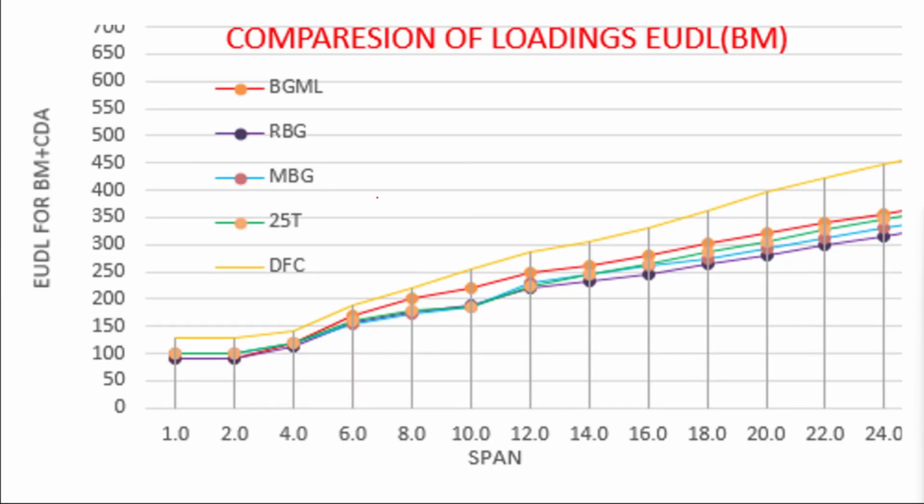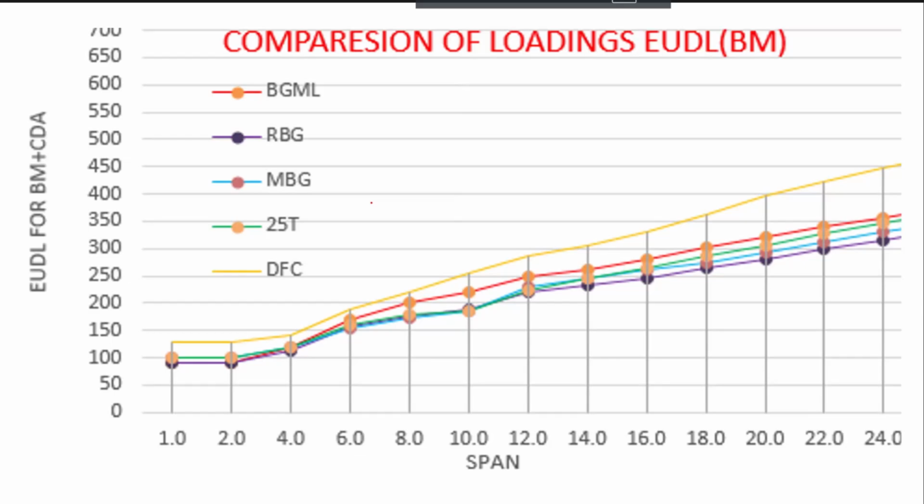25 ton loading is less than the BGML loading. It means most of the superstructures are safe by just correcting a few bracings, etc. Superstructures are safe, or BGML superstructures are safe in 25 ton. Okay, clear?